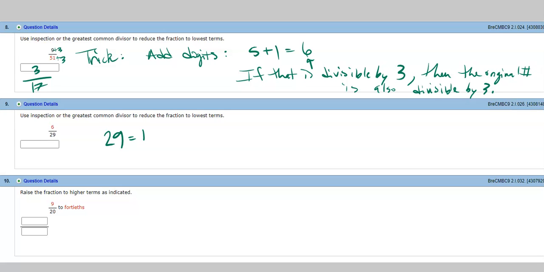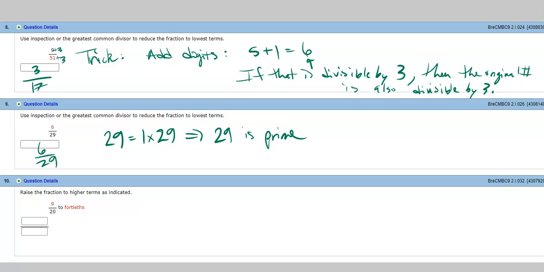It actually only can be written as 1 times 29. So that means that 29 is a prime number already, which means we cannot reduce this one no matter what. We're not going to be able to divide the top and bottom times the same thing, except for 1, but if you go divided by 1, of course it does not change these numbers. So 6/29, it's the best that we can do.